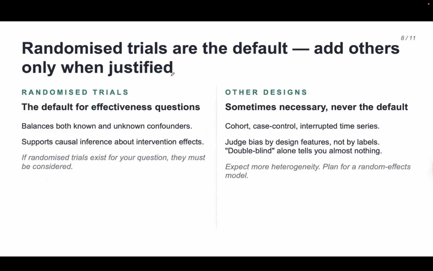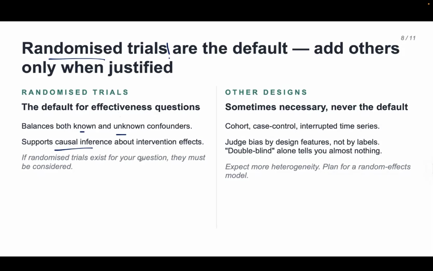Now we move on to the study designs. The default for any question about whether an intervention works is randomized trials. Full stop. Randomized trials are the experimental studies where we can effectively randomize patients and balance both known and unknown confounders. And that is what makes it so powerful. It is the only design that lets us make confident causal claims about whether an intervention caused an outcome.